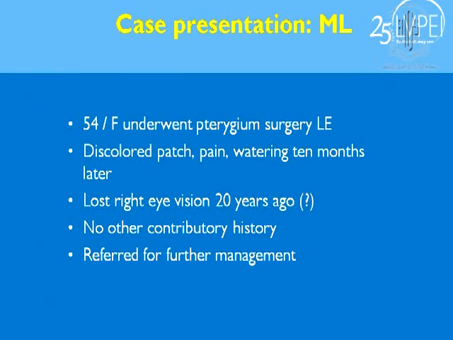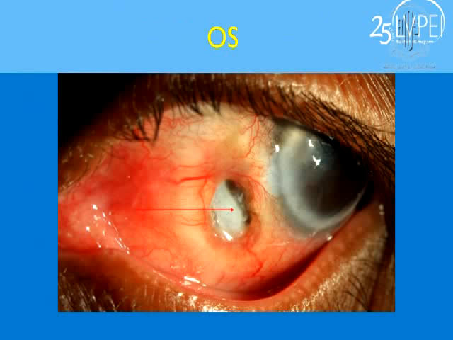A second case was a 54-year-old lady who underwent pterygium surgery and presented to us with a discolored patch that she noticed in the eye with pain and watering. And what we noted right away was that there was a punched out lesion which would correspond to the area where the pterygium was, and there was exposure of the uvea in this area.